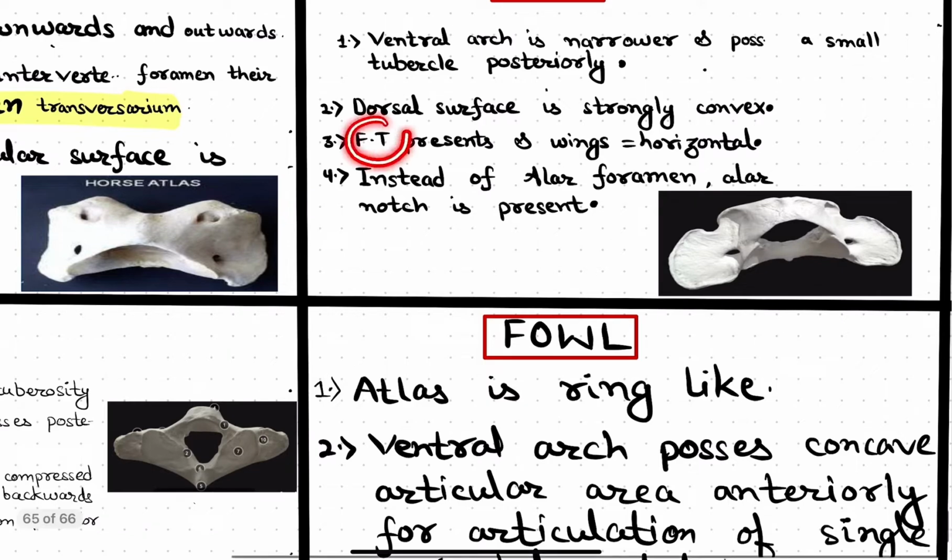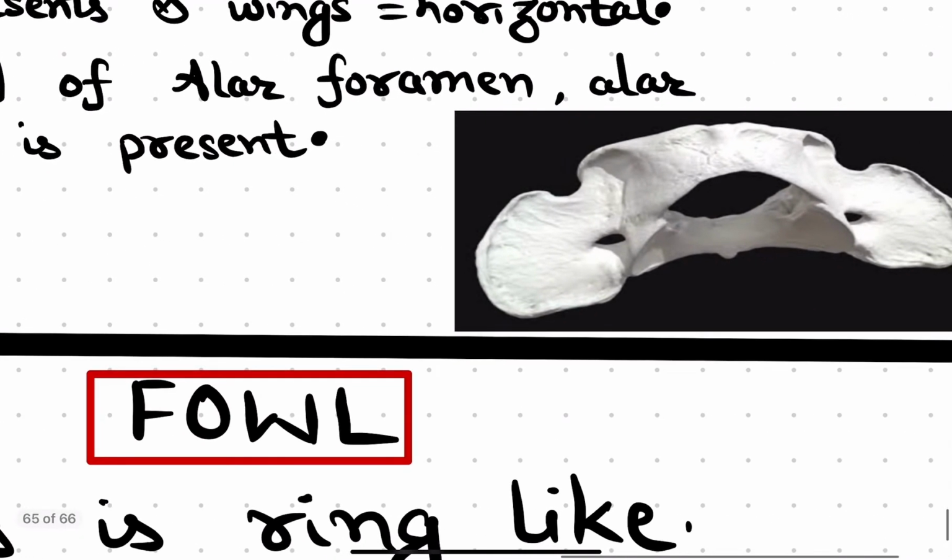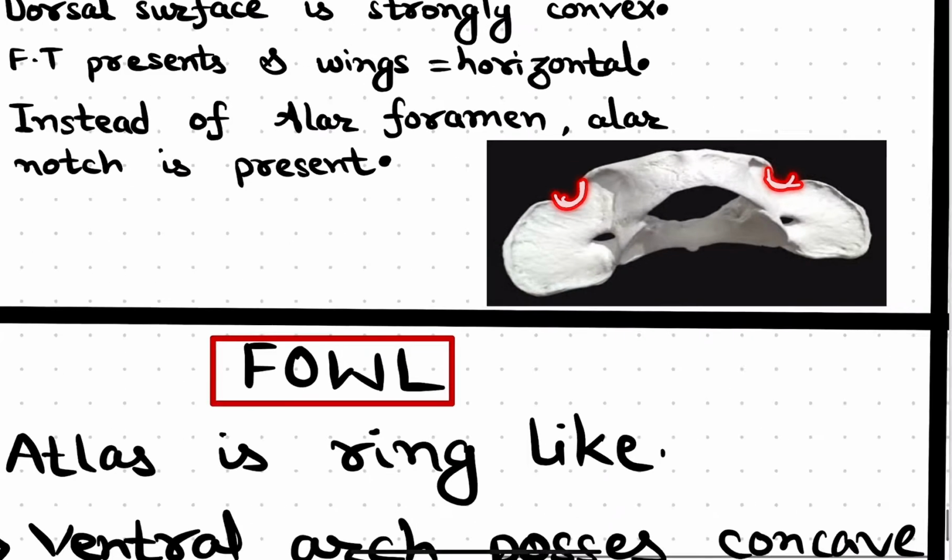Now, the foramen transversarium is also present here, and the wings are horizontal. They are not like in case of the horse. Instead of the LR foramen, they have an LR notch. They don't have this LR foramen which opens into the fossa atlantis. They have this LR notch. This is the LR notch.